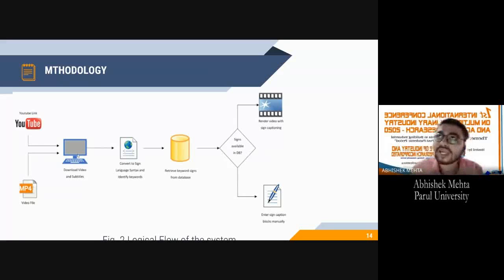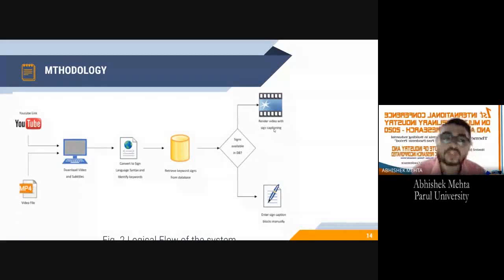And for that sign language, the signs that are already stored in the database are fetched based on the speech, and they generate the captions on the user screen. So the deaf and dumb people can easily understand what the video is all about.